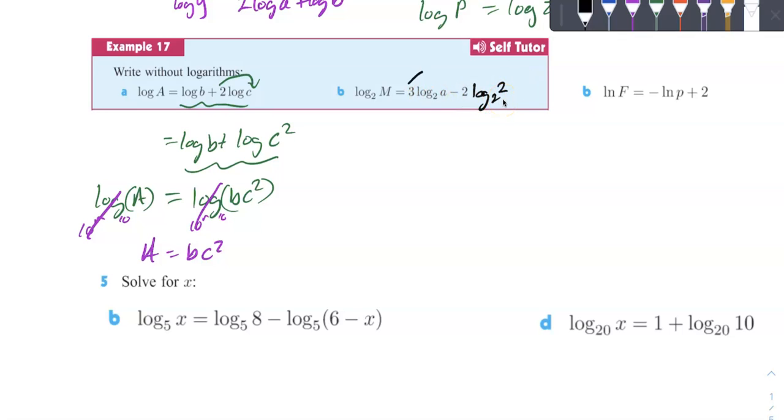And the first thing I do is move these powers to the front. So I get log base 2 of a minus, a cubed, sorry, log base 2 of 2 squared, which is 4.